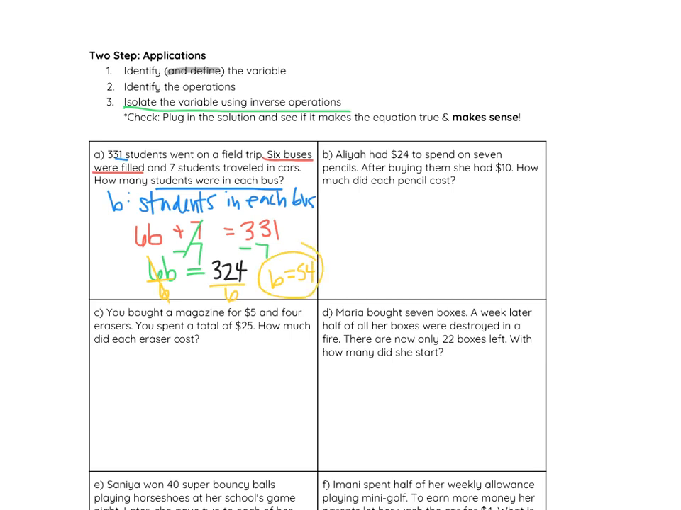Which is a reasonable answer, right? 54 students on each bus makes sense. If we had gotten an answer like -3, we would probably have to reevaluate our equation because that doesn't make sense for there to be negative students at all.